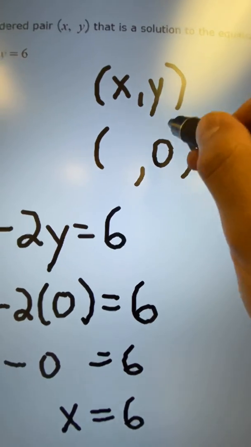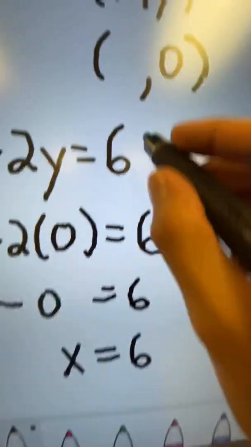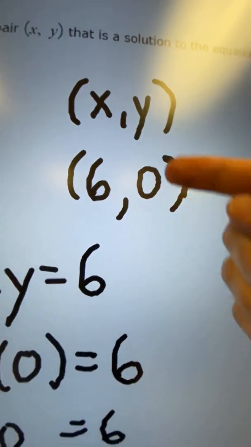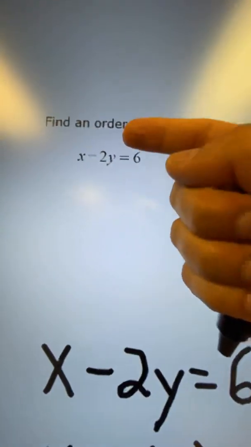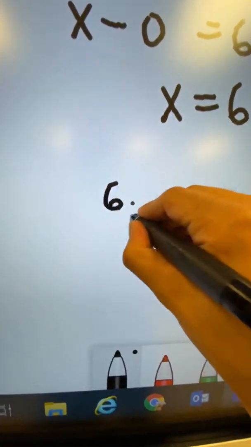So when I replace y with 0, my output, or my input, is going to be 6. So what this is saying is that this point here is a solution to this equation here. If you don't believe me, let's check. I'm going to look at the point (6, 0).